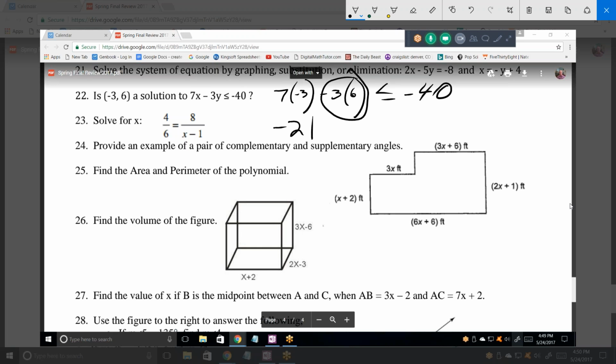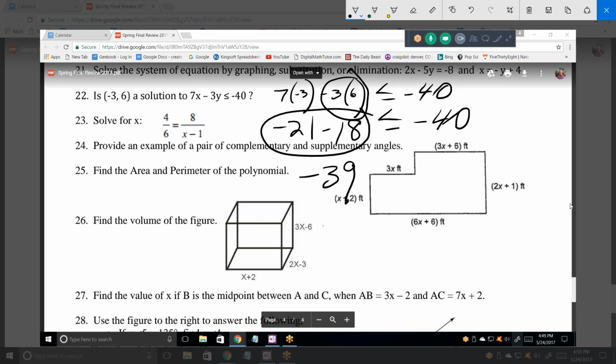Minus 18. All right. Now the question is, is that less than minus 40? Well, what's minus 21 minus 18? That's minus 41. Not minus 39, sorry. Is that less than minus 40? Yes. No, it is not.